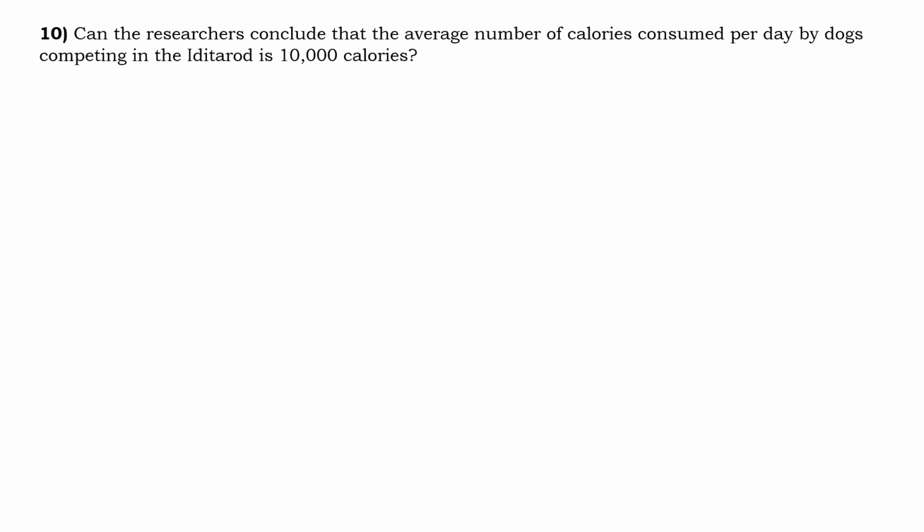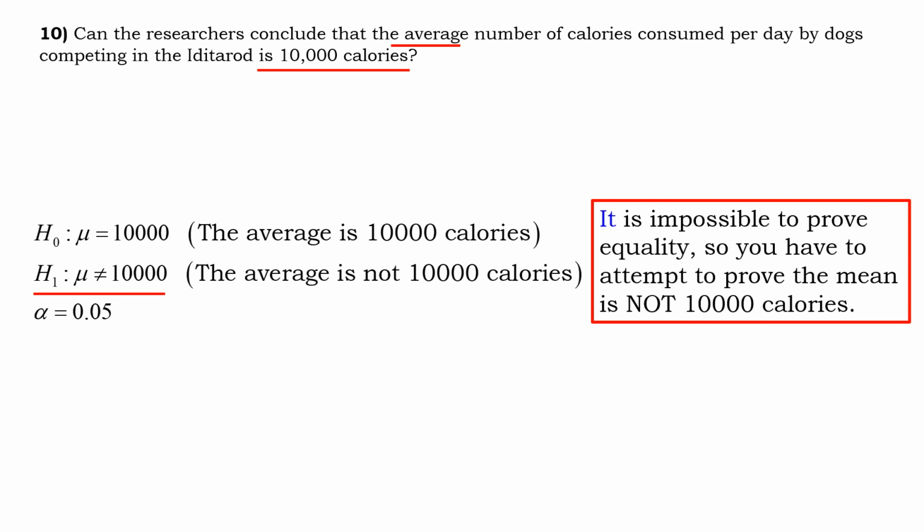And for our 10th and final example, we want to know if the average number of calories is 10,000 calories per day. Okay, so we go to write our hypotheses. Again, we're asked if this is the correct number. Remember, it is impossible to prove equality. So we're going to have to try and prove that the mean is not 10,000 calories per day. So we will assume that 10,000 is the correct number until we see some proof otherwise.